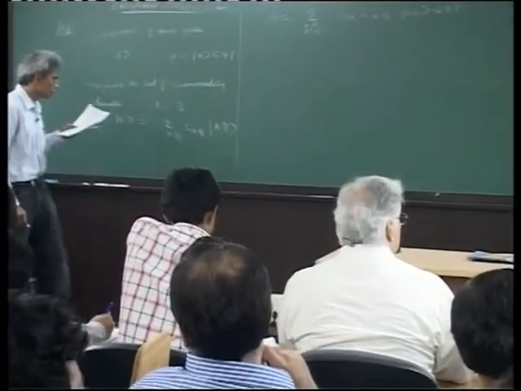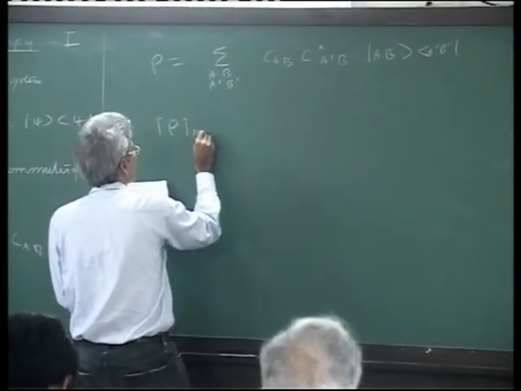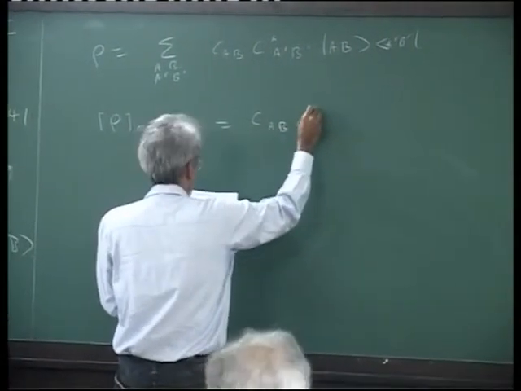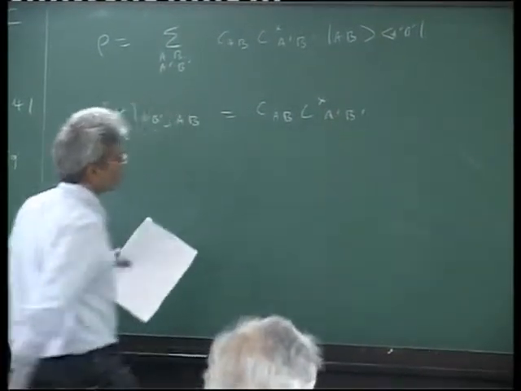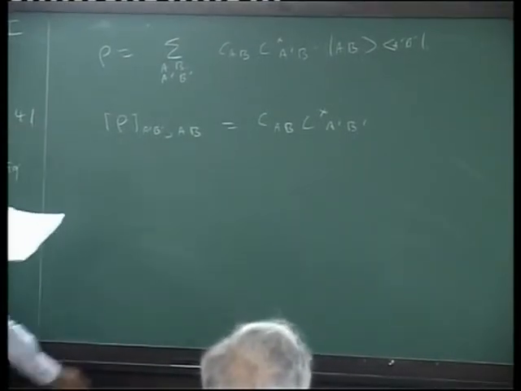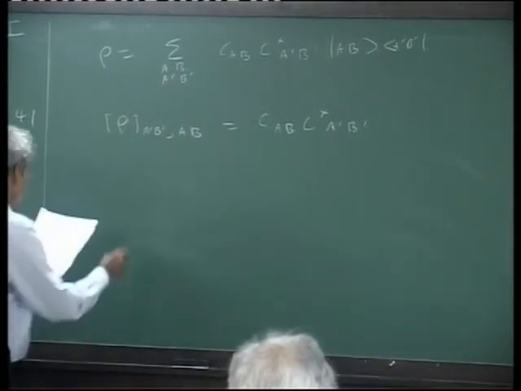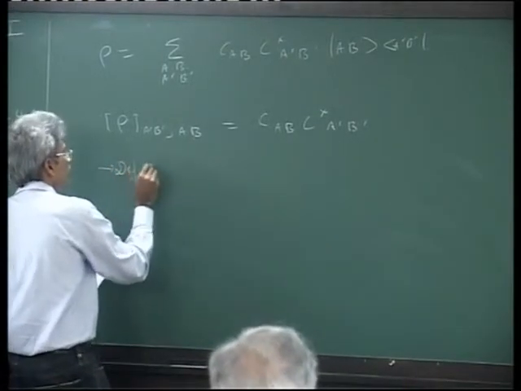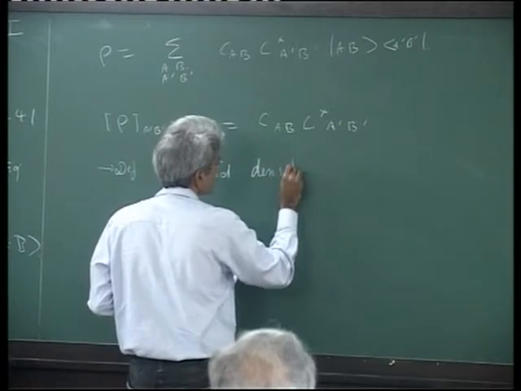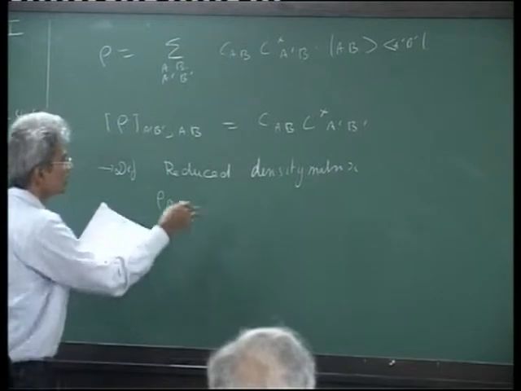So the density matrix in this basis has two indices, A prime B prime and AB, which is C_AB C star A prime B prime. So those are the entries of this density matrix. Now define the reduced density matrix. This was the concept which was used all the time. Define rho A, say, basically by tracing over B.